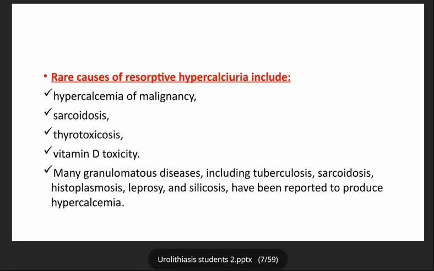For resorptive hypercalciuria, the most common cause is hypercalcemia of malignancy. Anyone knows what's the pathophysiology of hypercalcemia in malignancy? How does the calcium get high in the blood in a malignant patient? Parathyroid. Result of chemotherapy causing destruction of the cancerous cells? No, there is a substance. There's a name of the substance.